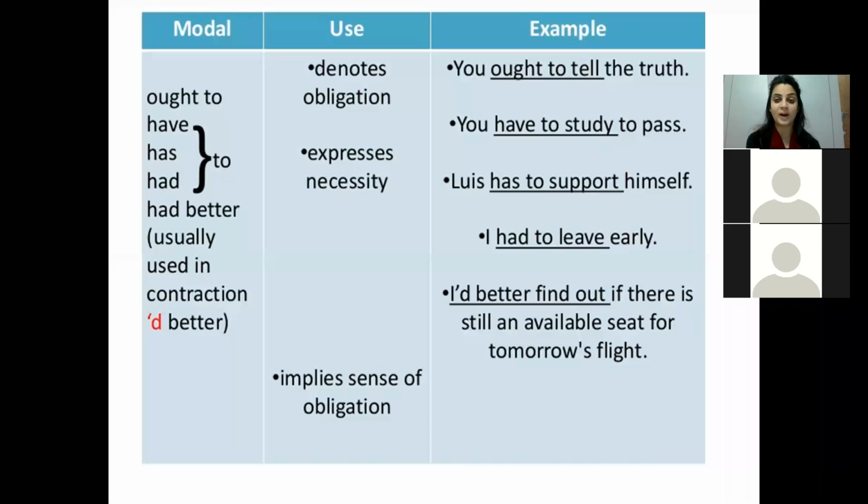You have to study to pass. Louis has to support himself. I had to leave early. I'd better find out if there is still an available seat for tomorrow's flight. Here, I apostrophe D means I had better find out. Fine.